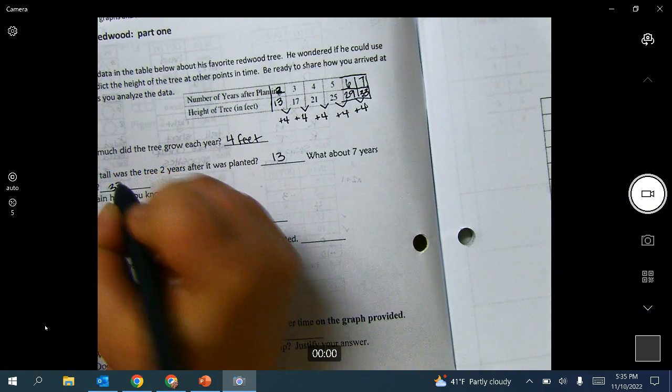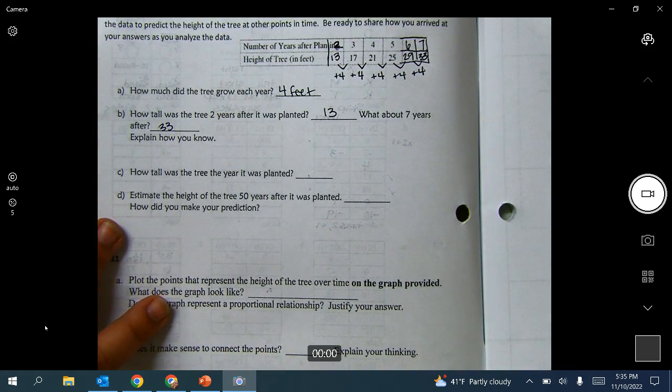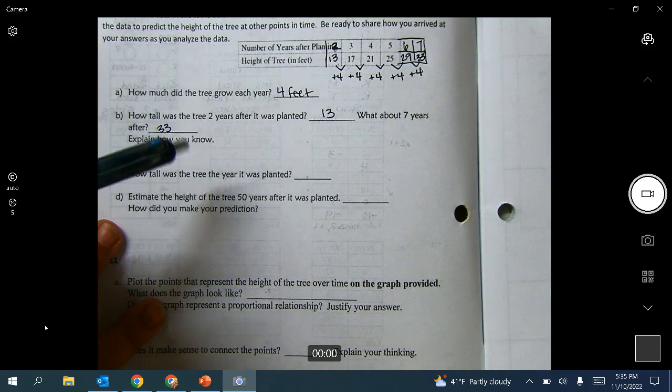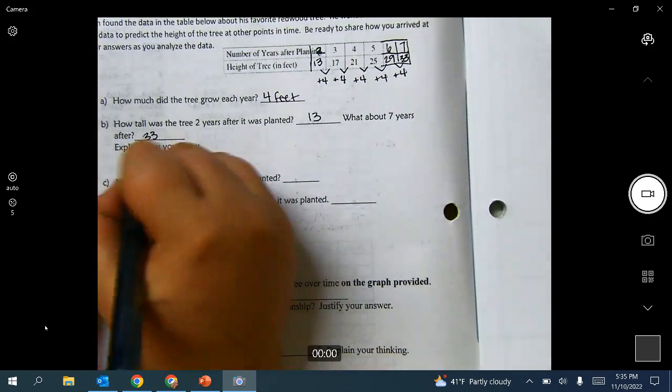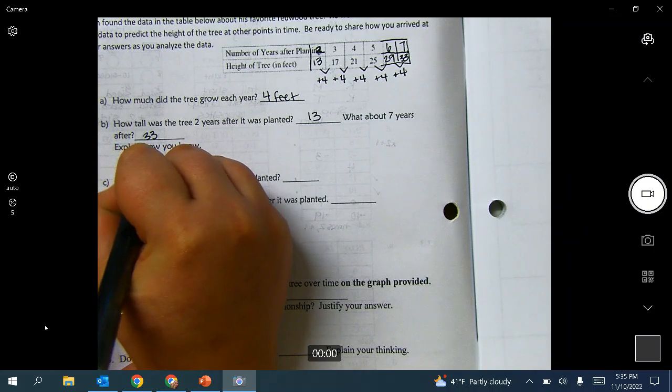Okay, so there's a few different ways that you could explain how you know. You could have created an equation already, or you could have just extended the table. So that's what we did here. We extended the table.